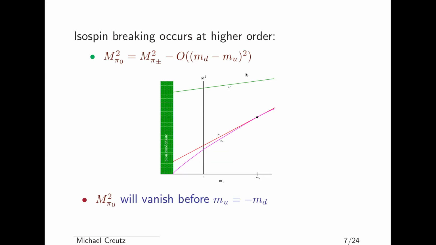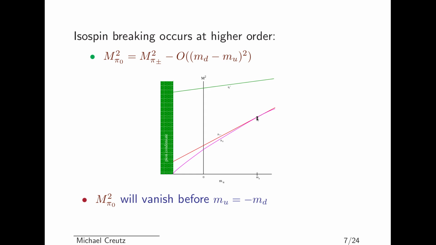Well, isospin breaking starts to occur. So the pi naught is a little bit lighter than the charged one because of this mixing going on. And this is actually higher order in the quark masses. It goes as the difference of the quark masses squared. And so here's the down quark mass. I'm sorry this font is too small.